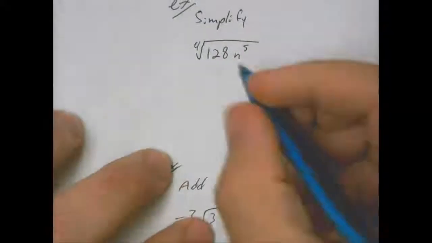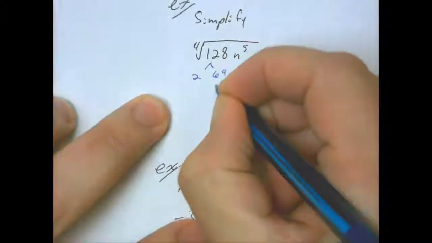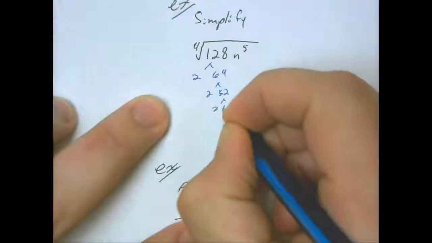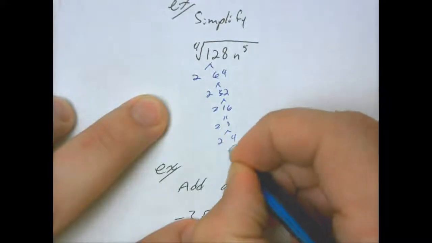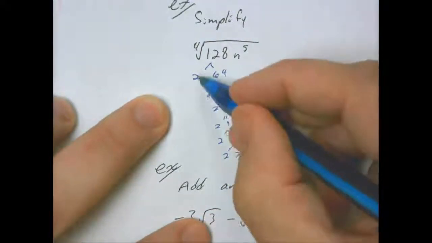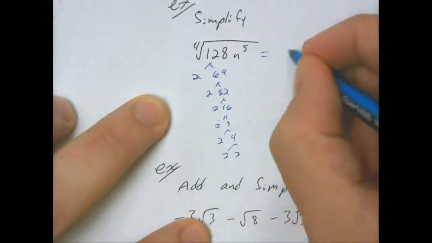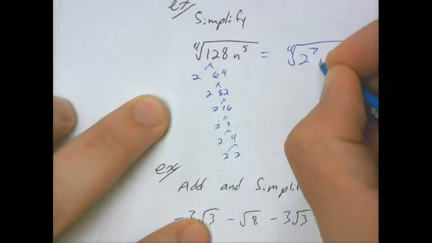All right, simplify this guy. 128 can break down into 2 and 64, which can break down to 2 and 32, 2 and 16, 2 and 8, 2 and 4, 2 and 2. 1, 2, 3, 4, 5, 6, 7 2's. So we have the 4th root of 2 to the 7th n to the 5th.